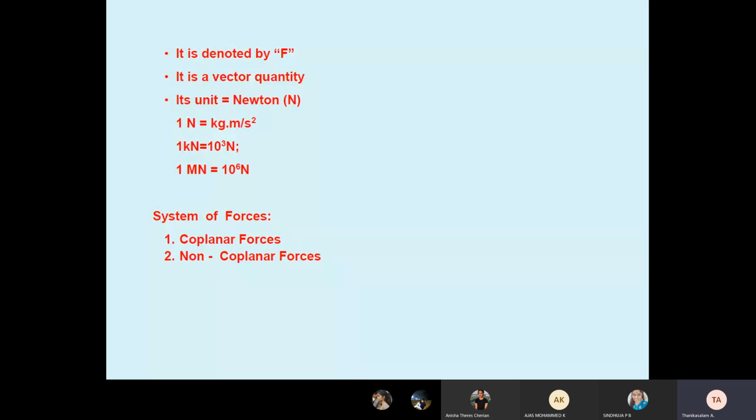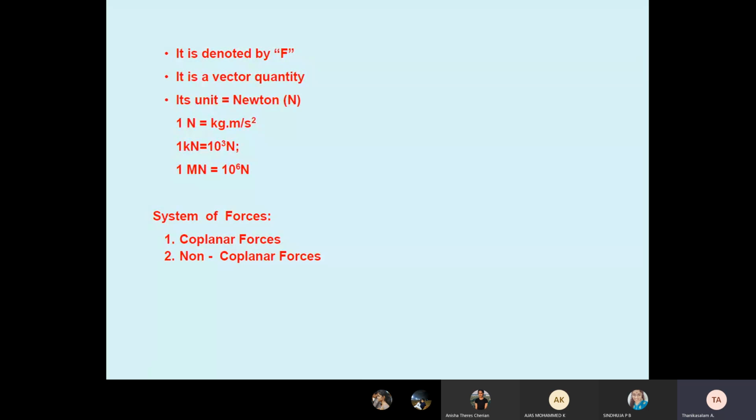It is denoted by F, the unit is Newton. 1 Newton equals 1 kg meter per second squared. You know F equals M times A, where M is mass in kilogram and A is acceleration in meter per second squared. Suppose 1 kilonewton equals 10^3 Newton, and 1 meganewton equals 10^6 Newton.